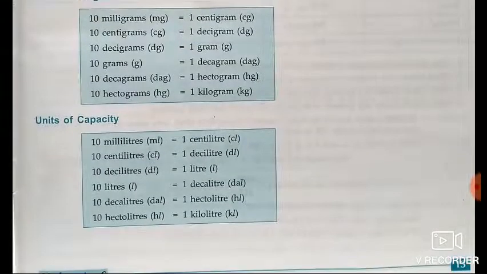Units of capacity: 10 milliliters equal 1 centiliter, 10 centiliters equal 1 deciliter, and 10 deciliters equal 1 liter. It means 1 liter has 10 into 10 into 10, 1000 milliliters, and 10 liters equal 1 decaliter. 10 decaliters become 1 hectoliter, and 10 hectoliters become 1 kiloliter. It means 1 kiloliter has 1000 liters.